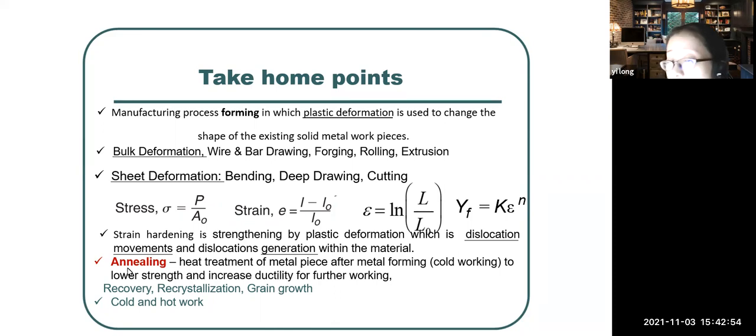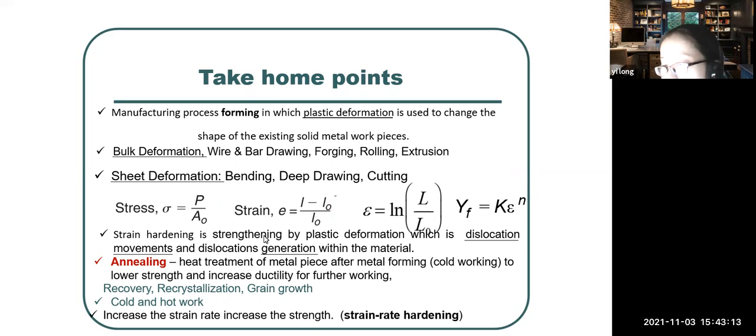According to the temperature, there are three different temperature ranges. You have recovery, recrystallization, and grain growth. Depending on the temperature you're working at, you can have either cold work or hot work. Besides strain hardening, we also have strain rate hardening. This is a second concept. Once you increase the strain rate, you are going to increase the strength. So these are the branches of the first part of the last 2 weeks.